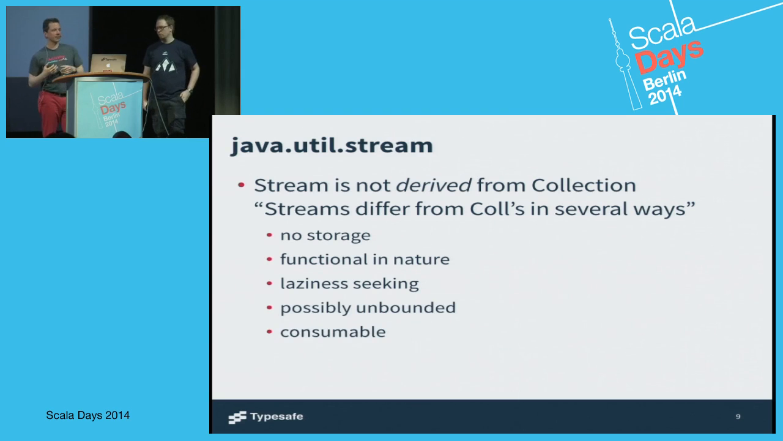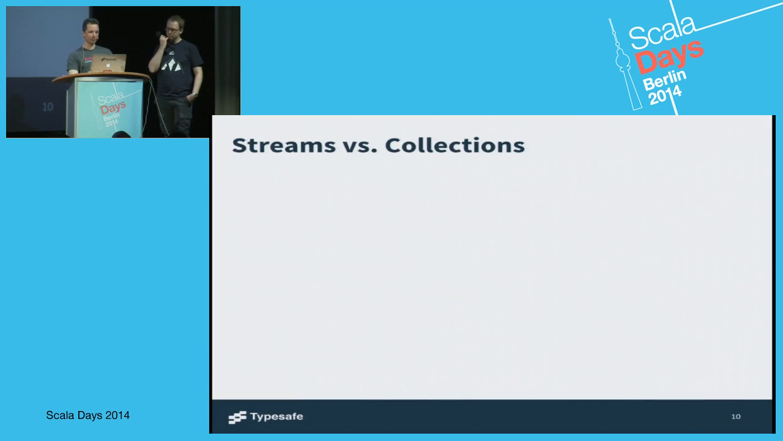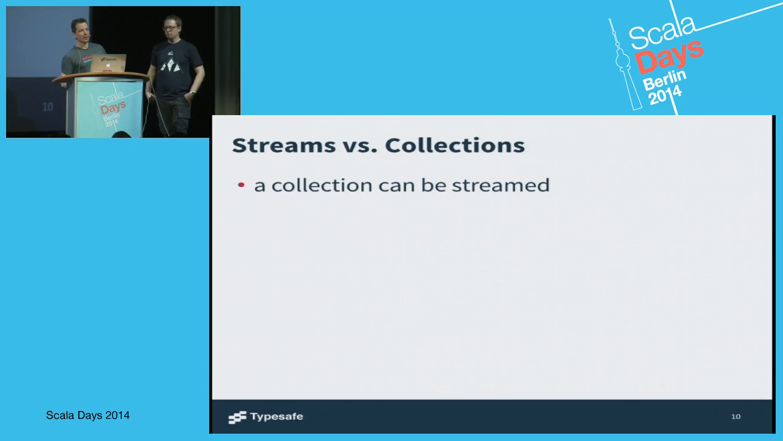Well, in this concrete case, a Java 8 stream is consumable. You can only do one terminal operation on it, and then it will be consumed. It will throw exceptions if you try to reuse it. So this means that streams and collections are not really the same thing, but you can build bridges.